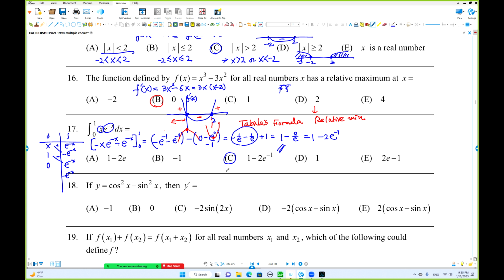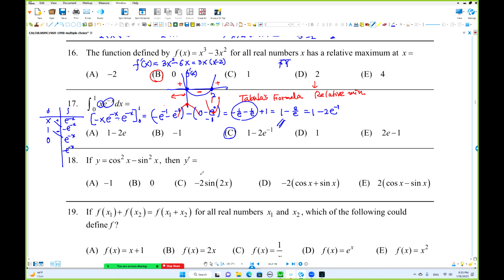All right, number 18: y equals cosine squared of x minus sine squared of x. Then y prime, the derivative, okay? This is an easy one, right? dy/dx, y prime is how much? Take a derivative over here. What is the derivative of cosine squared of x? The 2 moves down, right? 2 cosine x. Squared, the 2 moves down over here, minus 1 is 1. Cosine x.